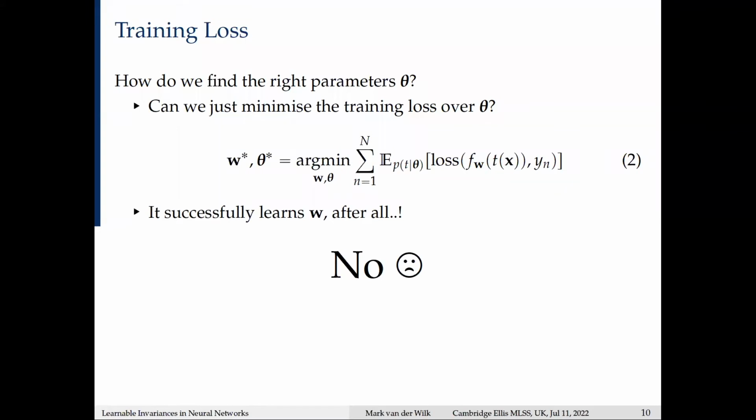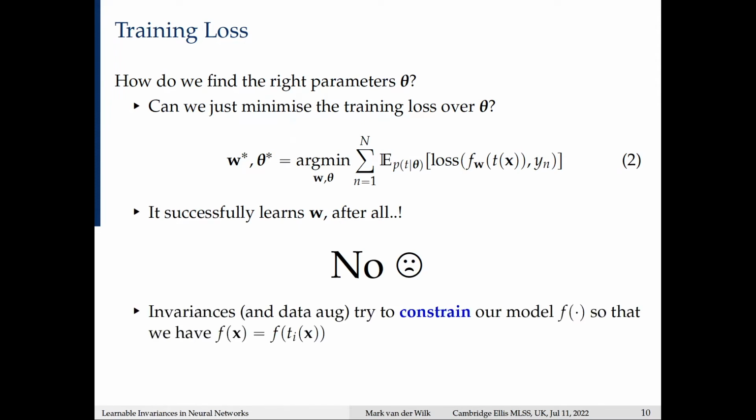Now, sadly, this doesn't work for hyperparameters, so for parameters that control the inductive bias. The reason for this is that all inductive biases, including invariances and therefore data augmentation, are essentially a constraint on our model F, on the function that maps from our input to our output. Think about this. An invariance is a constraint that says for all these transformed inputs, we want to have the same output. That's a much more constrained model class than just a fully connected, unconstrained neural network.